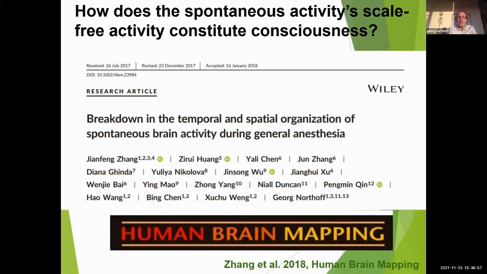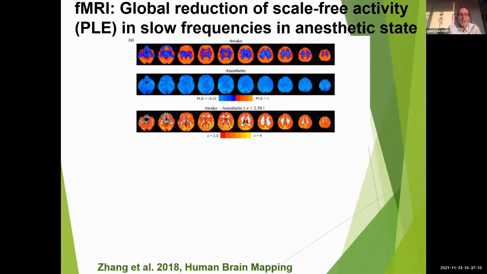He did an fMRI study doing anesthesia. This was surgical anesthesia, important to consider. By the way, you can see that the sun is rising here in my office. That's why I blinded here.